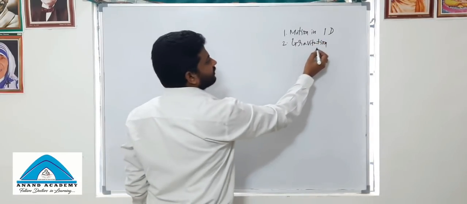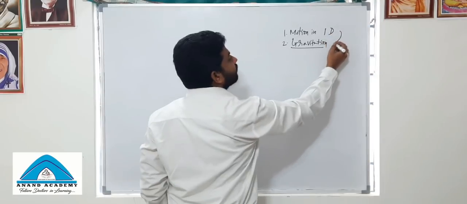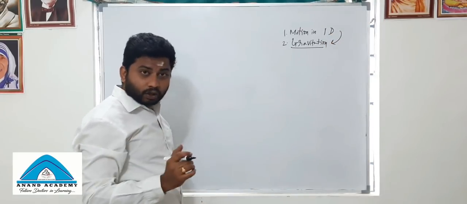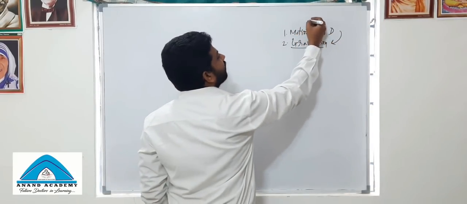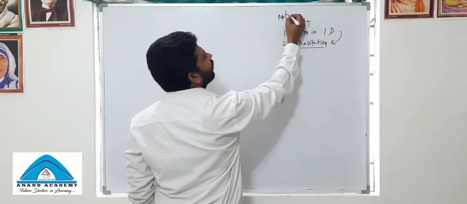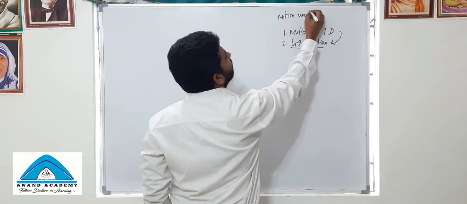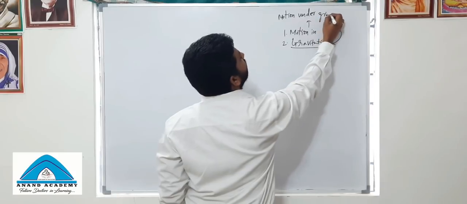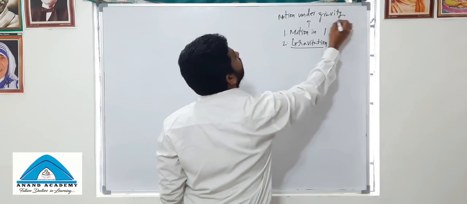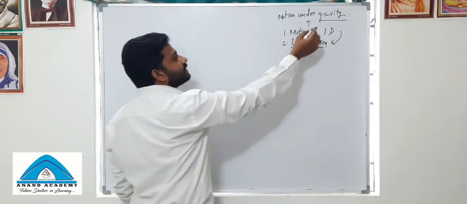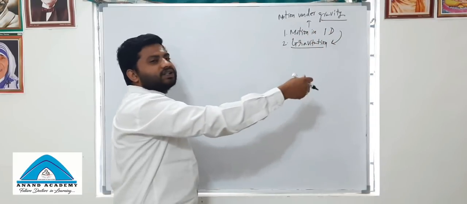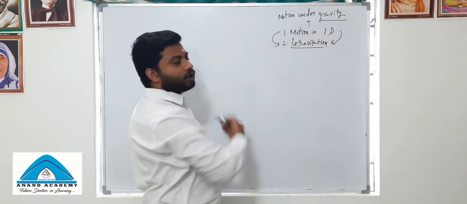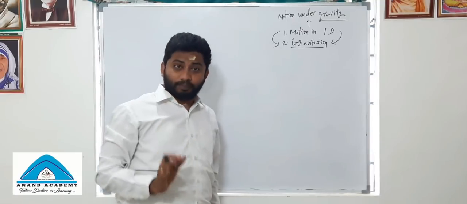Why is the gravitation chapter discussed after motion in one dimension? Because there is a topic in motion in one dimension called motion under gravity. Here there is a term called gravity. So that's the reason we started the gravitation chapter immediately after motion in one dimension.